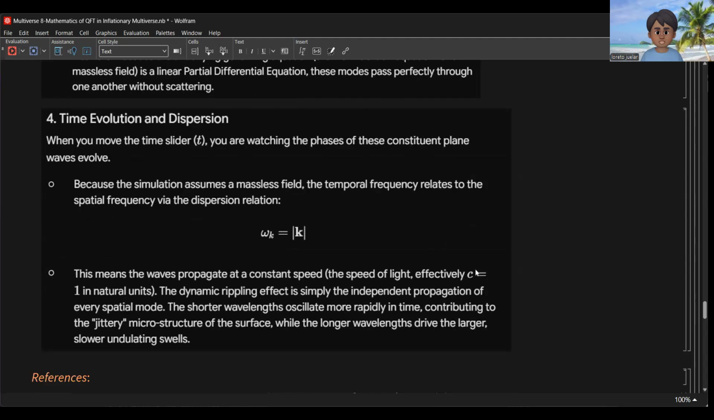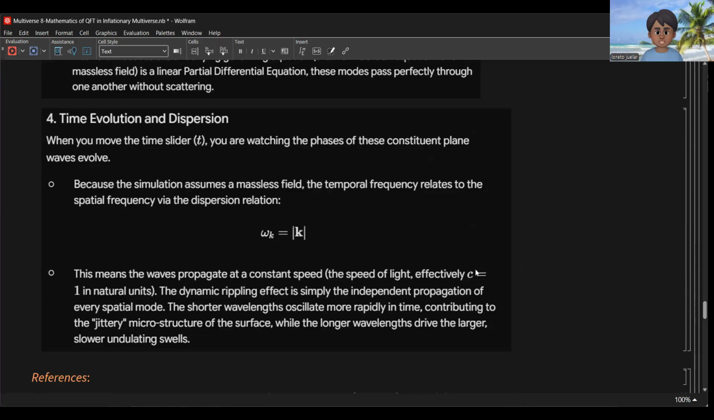Then for time evolution and dispersion, moving the time slider shows these waves evolving. The simulation assumes a massless field, which means the frequency omega sub k is directly proportional to the spatial frequency, the momentum. Following the equation, omega sub k is equal to the absolute value of k. This means all waves propagate at a constant speed, the speed of light. Shorter wavelengths create jittery microstructures, while longer wavelengths create larger, slower swelling waves.